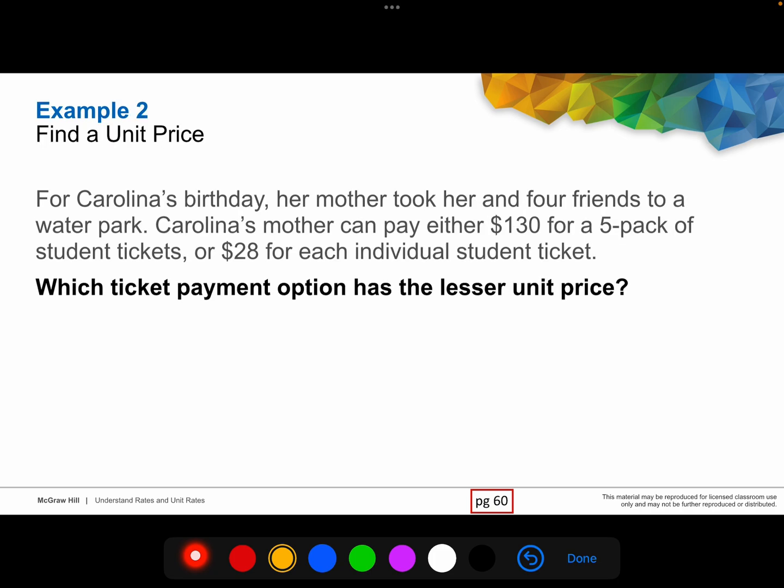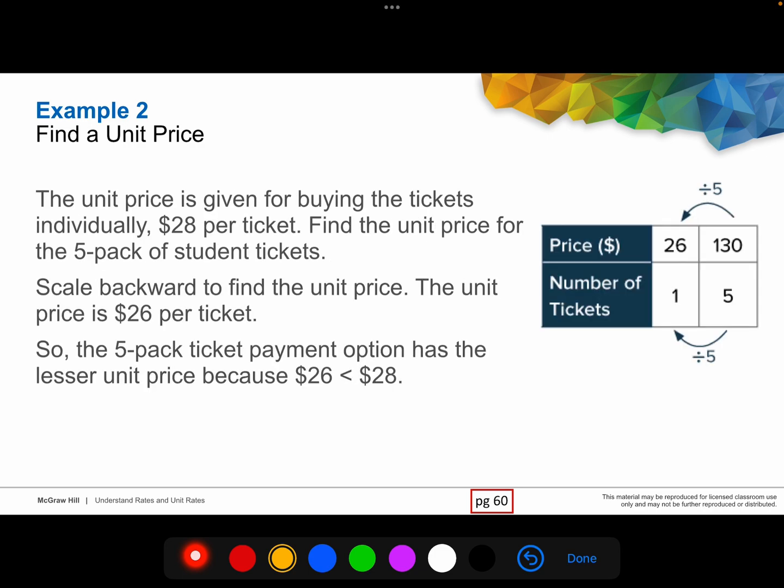Let's take a look at this example. For Carolina's birthday, her mother took her and 4 friends to a water park. Carolina's mother can pay either $130 for a 5-pack of student tickets or $28 for each individual student ticket. Which ticket payment option has a lesser unit price? So we are already given the unit price if you're buying the tickets individually. So all we need to do is find the unit price for the 5-pack of student tickets, right?